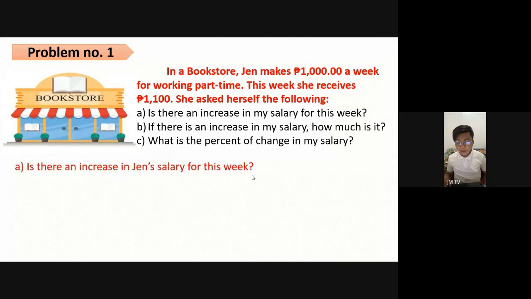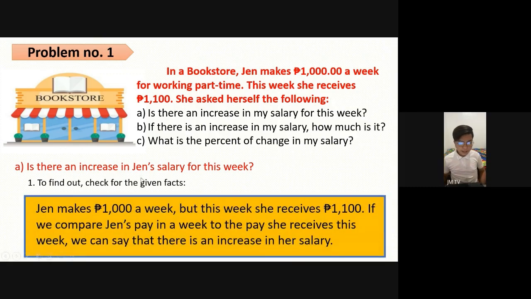So, from the problem itself, you can see that there is a change in Jen's salary. Because in a week, she only earns 1,000. This week, she received 1,100. So already you can see that Jen's salary increased. To find out, check for the given facts. Jen makes 1,000 a week, but this week she received 1,100. If we compare Jen's pay in a week to the pay she received this week, we can say that there is an increase in her salary.